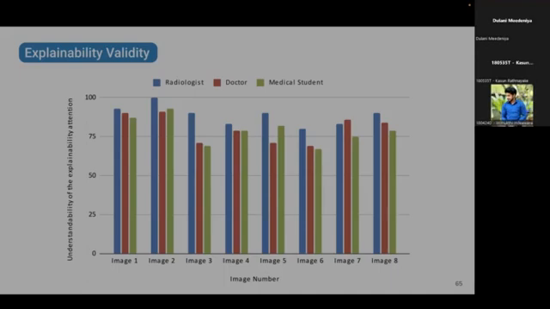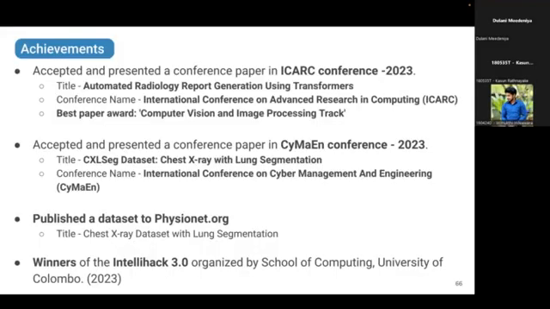Moving forward, before ending the presentation, we will highlight some key achievements that we have received. We have published 2 research papers, one at the ICRC conference at Sabaragamuwa University, and the other at the International Conference on Cyber Management and Engineering in Thailand. We have also published our segmented dataset on the Visionet website. And finally, by presenting our final year project, we won a hackathon named IntelliHack, a machine learning hackathon organized by the University of Colombo School of Computing. And so, we'll move into the demo now.